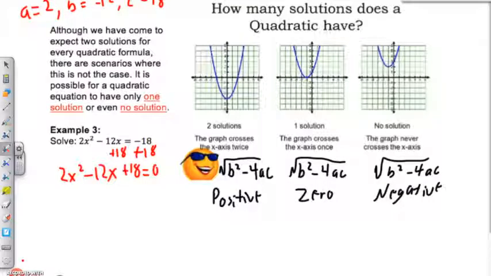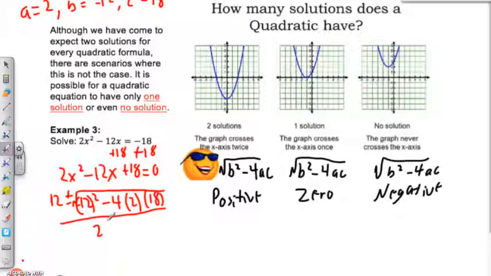So the next thing I'm going to need to do is plug this into my formula. So I'm going to have a negative b. In this case, b is negative. So a negative b would be a positive 12 plus or minus the square root of b squared. So that would be negative 12 squared minus 4 times a, which would be 2, times c, which would be 18, over 2a, which is 2 times 2. We are going to simplify.